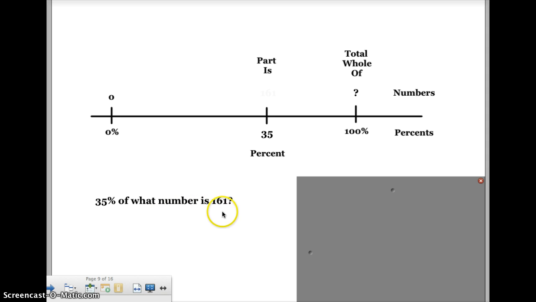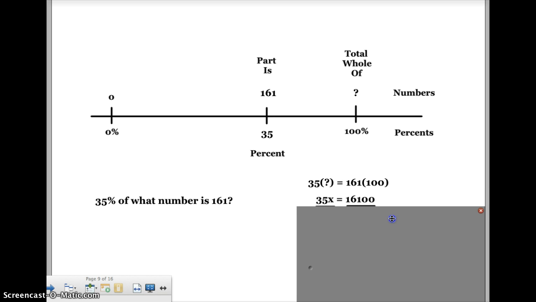Is 161? Now the 161 is going to be a part. So I'm going to put that right here. Now it sets up for a very nice, easy cross-multiplying problem. I'm going to take 35 times question mark is equal to 161 times 100. So I write that down. 35 times question mark equals 161 times 100. I multiply that out, and I get 35x is equal to 16,100.